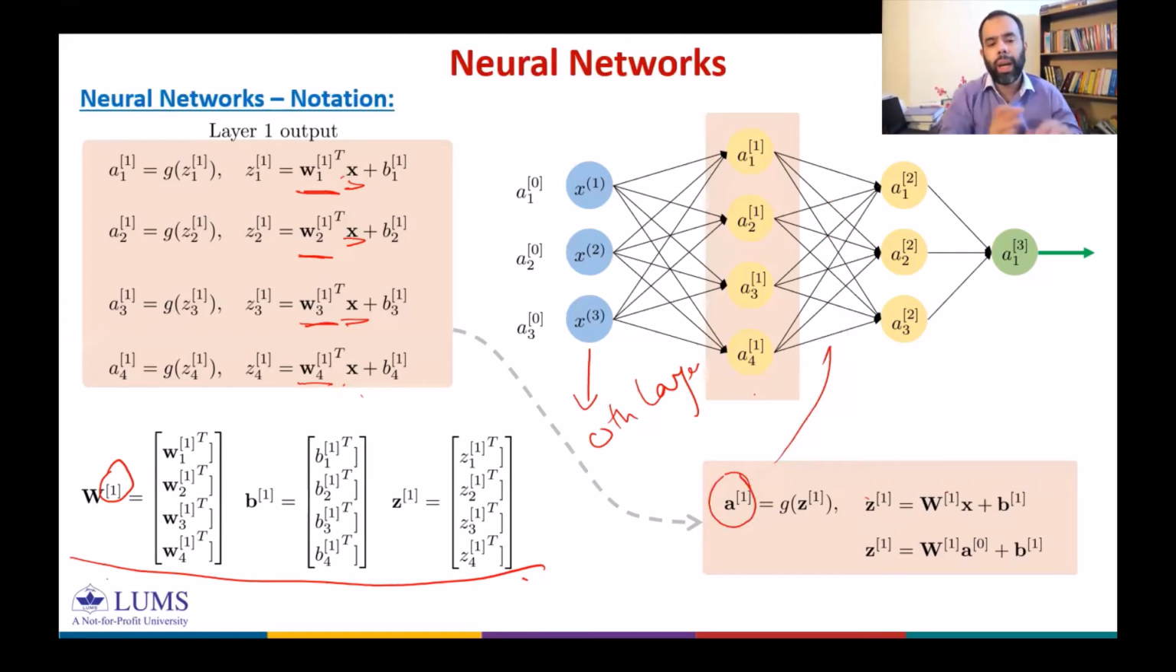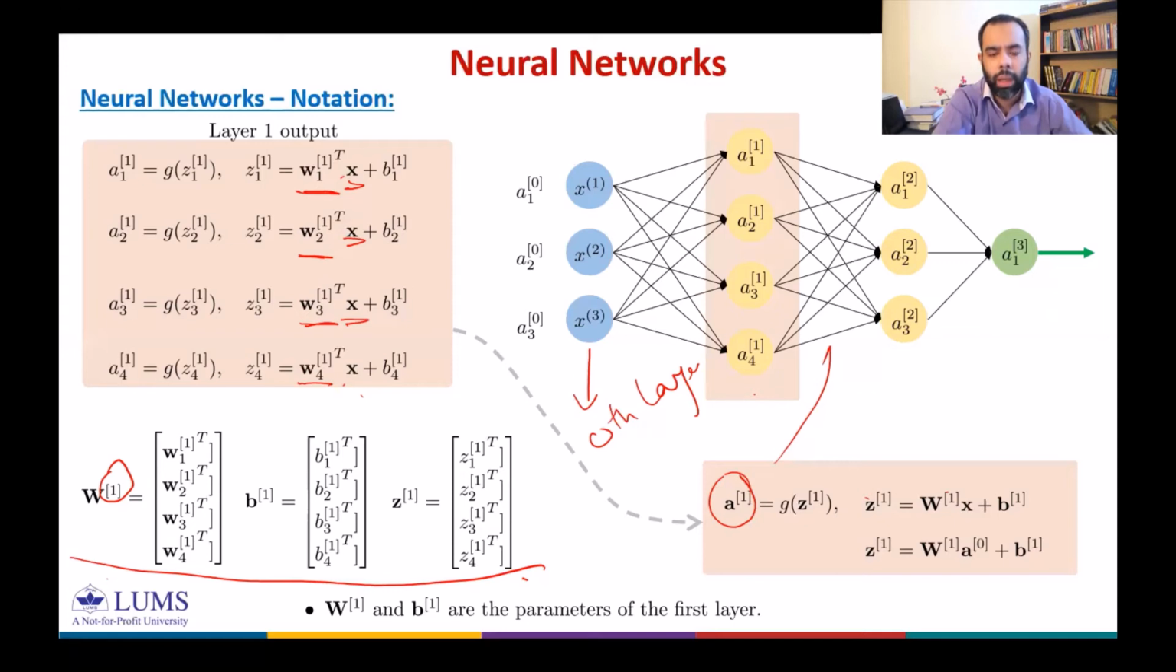So now we have a single equation relating input to the layer and output of the layer. And in this equation, W is a matrix that has all the weights associated with all the nodes in that layer, and B is a vector containing bias terms. So W1 and B1 are the parameters of the first layer.